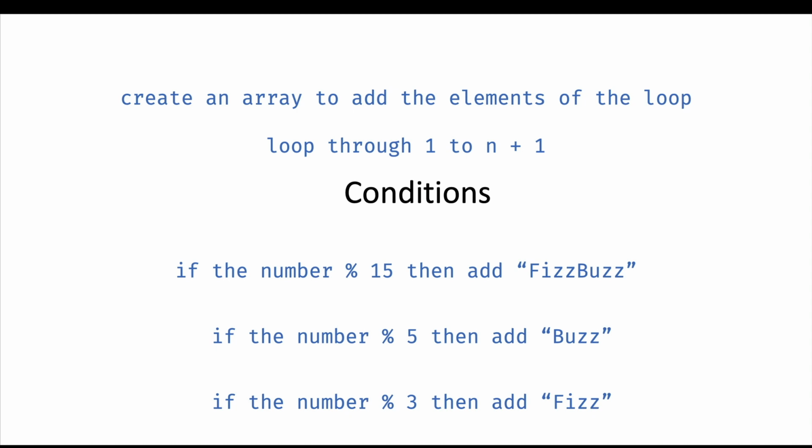And then if the index is divisible by 15, we will add FizzBuzz to the array. If it is divisible by 5, then we add Buzz. And lastly, if it is divisible by 3, we add Fizz. For all the other numbers, we will just add the index. Let's go over a solution on this in Python.